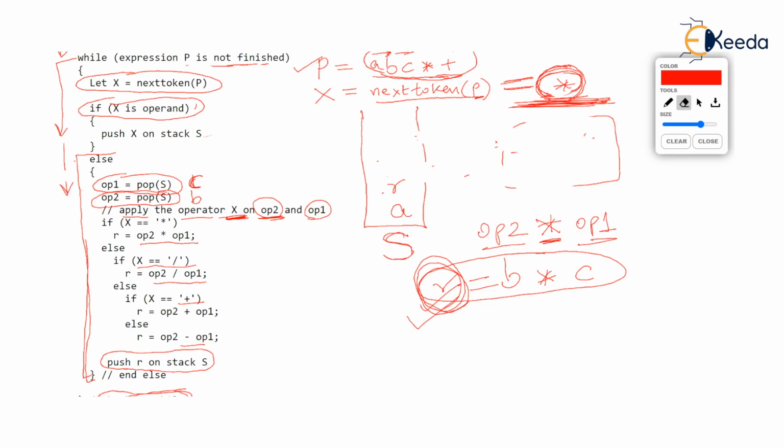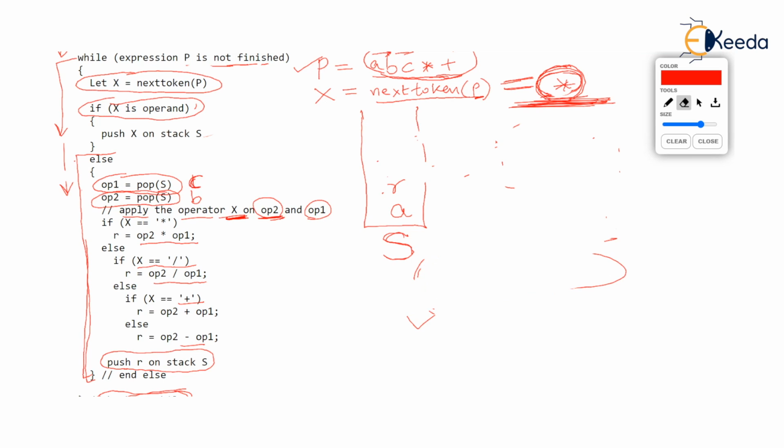After pushing R on the stack, check the next line is end of while. So we will go back to while. And if we go back to while, we are going to take out the next token. So what's the next token? Next token after multiply, as you see, is plus. And we are going to again ask, is it an operand? No. So we are going to land in else. And in else, we will first take out OP1 as pop S. So R will be taken out first. So OP1 will be R.